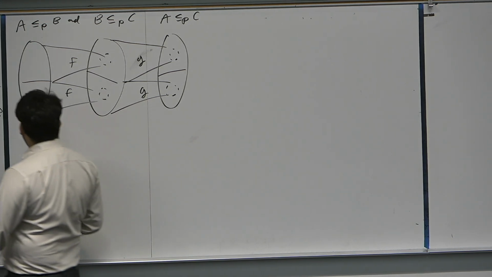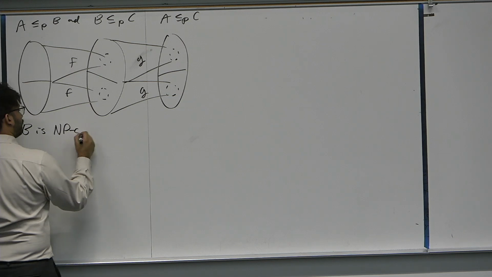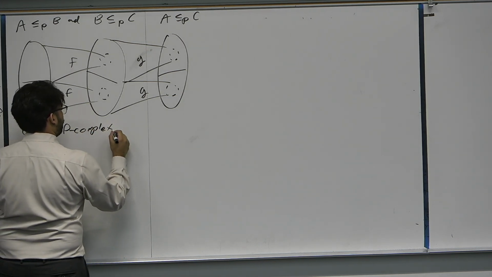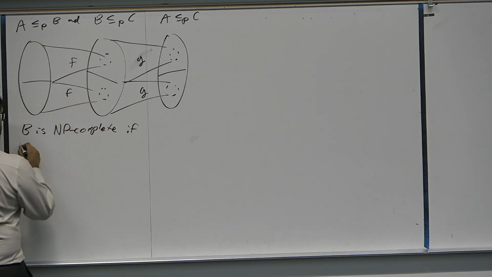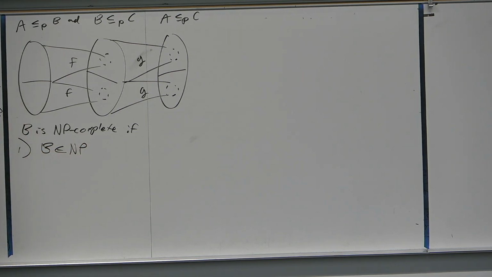So here's how you prove a problem is NP-complete. B is NP-complete if two things must be proven. One, B is in NP. The notion of completeness means that it's hard, the hardest problems in NP, but they're still in NP. So not only is B in NP, but it's among the hardest problems in NP. But it's not out of NP, right? So two things must be shown. One is that B is in NP, right?